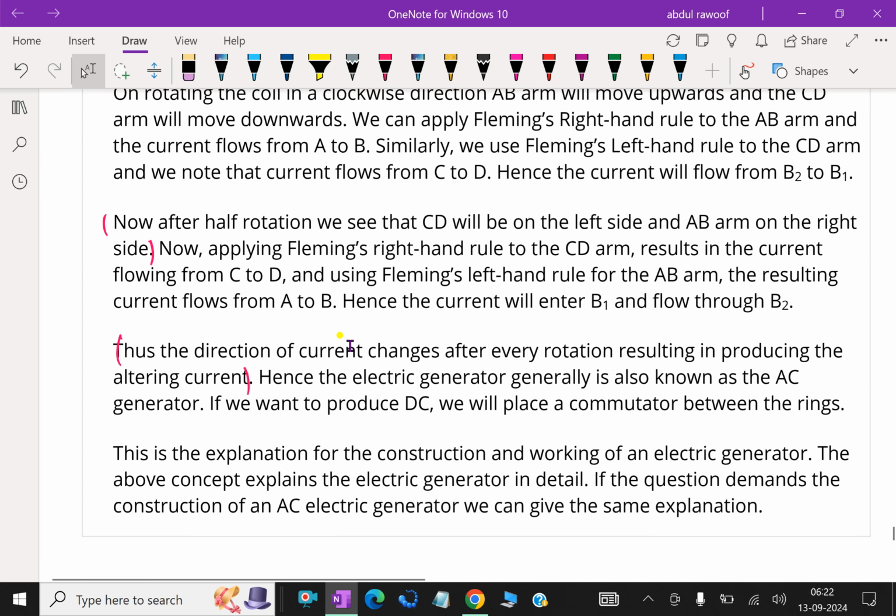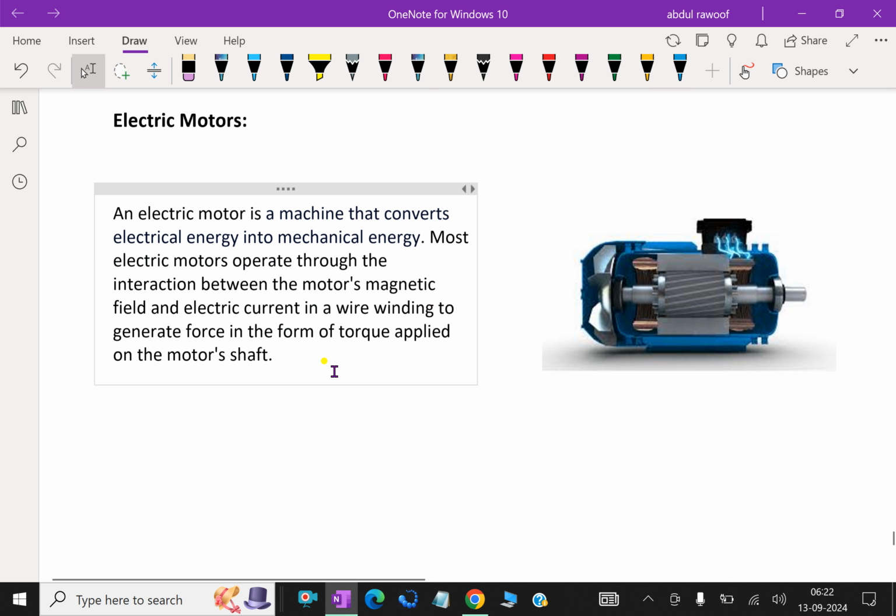Next we'll discuss the electric motor. An electric motor is a machine that converts electrical energy into mechanical energy. Most electric motors operate through the interaction between the motor's magnetic field and electric current in a wire winding to generate force in the form of torque applied on the motor shaft.